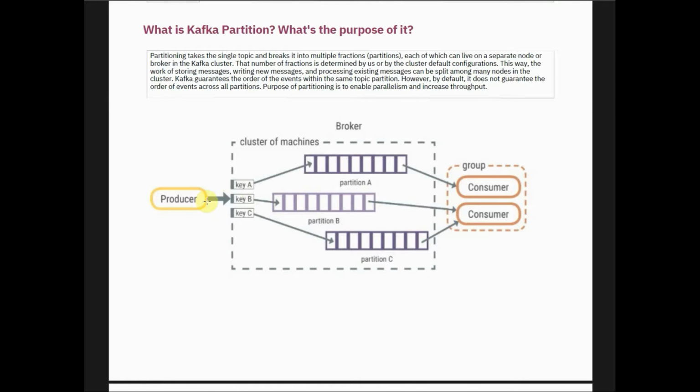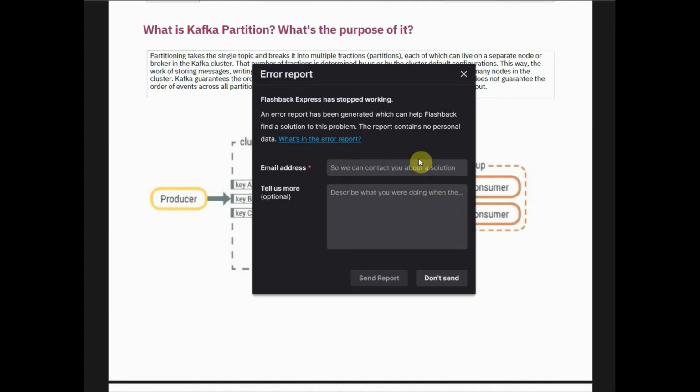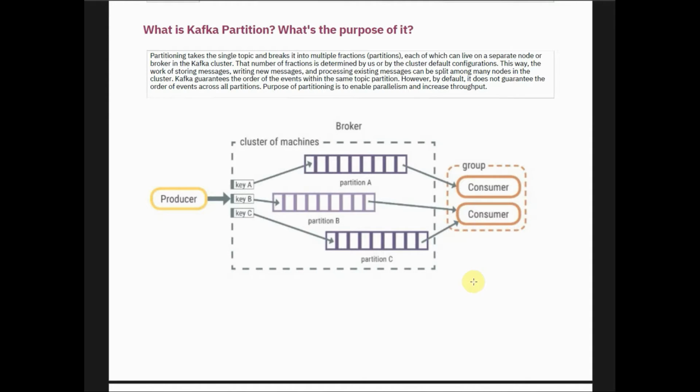Now, when Kafka guarantees the order of events within the same topic partition, it means the consumer receives the data from the partition in the same order in which the producer publishes. So when the consumer receives the data from partition A, it is receiving it on a first-in, first-out basis. So this is how partitioning works.